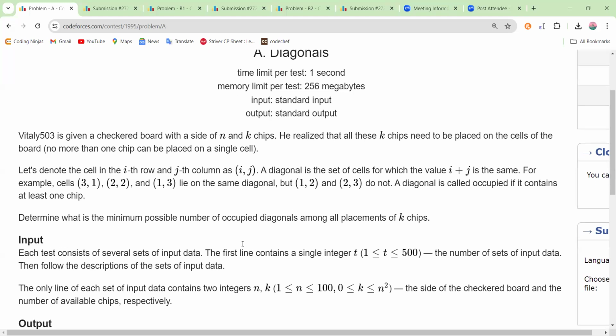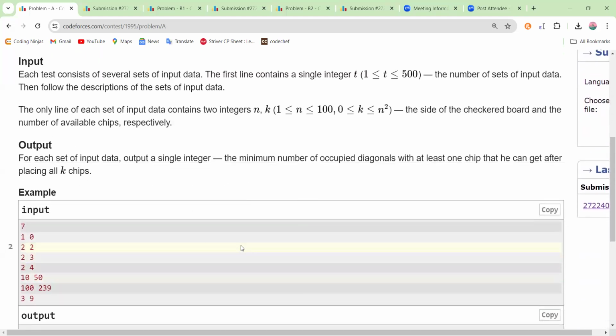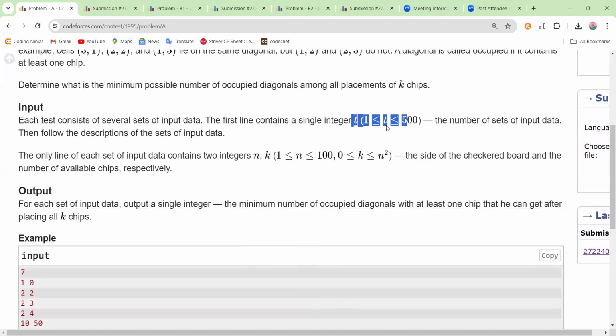In the input, you have the number of test cases. You have two integers n and k. n is the side length of the square, and k is the number of chips that you need to place. Okay, so let's see how we can do this.